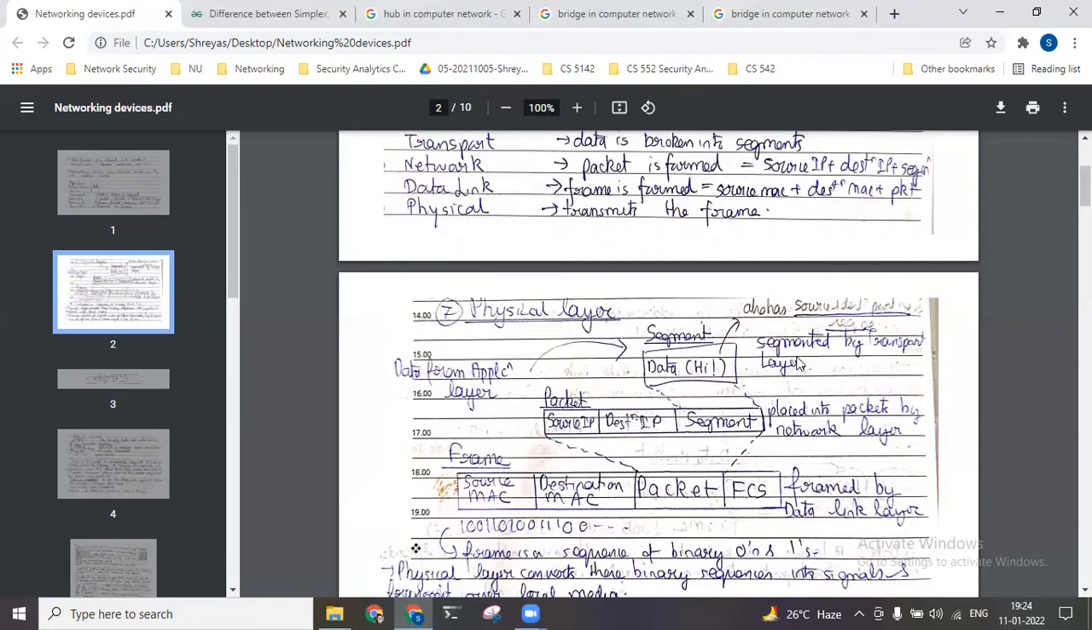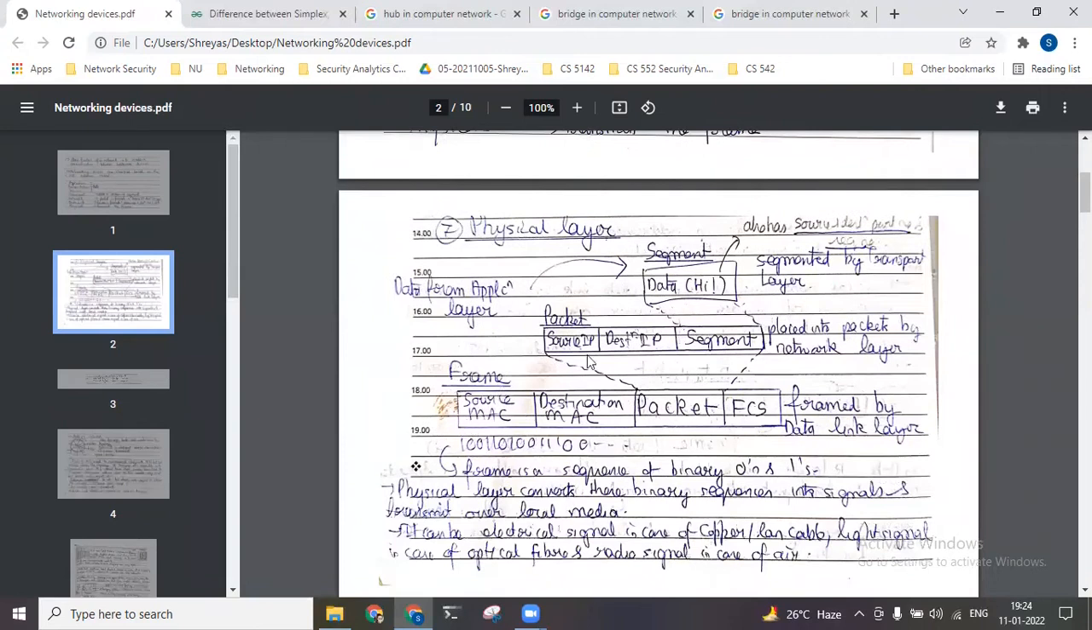The important thing is that in the transport layer we have the segments, and when this segment comes to the next layer, that is the network layer, a packet is formed. How? By prefixing it with the source and destination IP. After the network layer comes the data link layer, which takes this packet and prefixes it with the source and destination MAC addresses. And finally, this frame is transmitted by the physical layer.